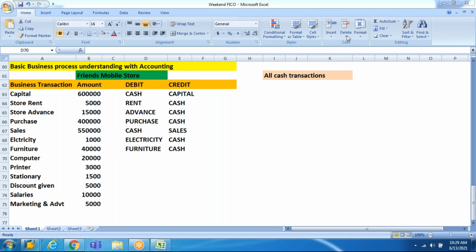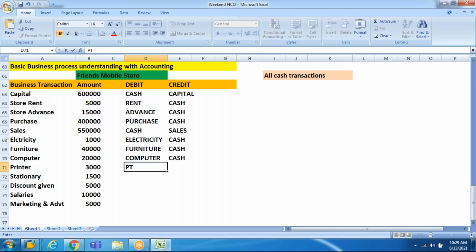Same for computer and printer. So for computer debit, cash credit. Now, what will be the entry for printer? Same. Printer debit, cash credit. Right.